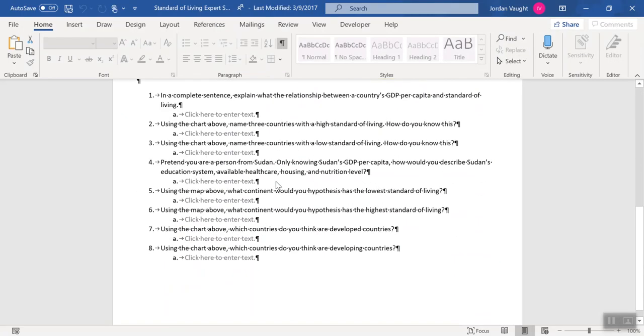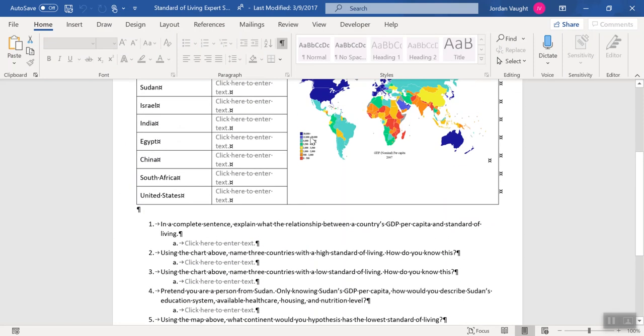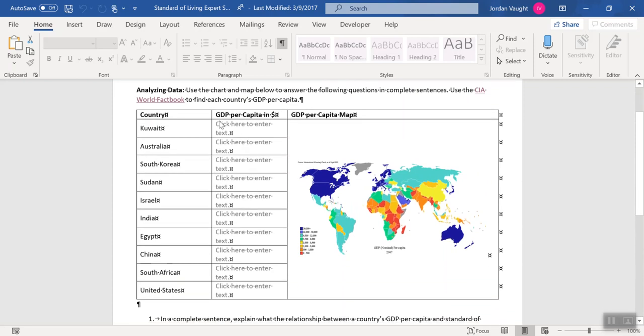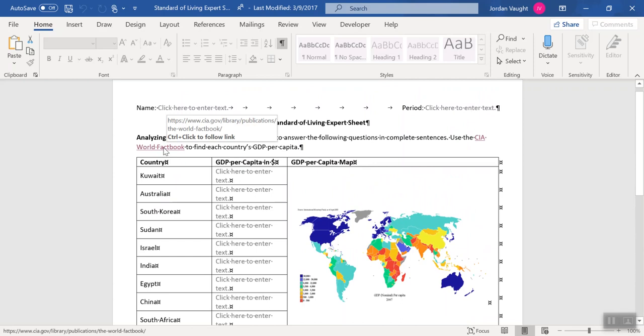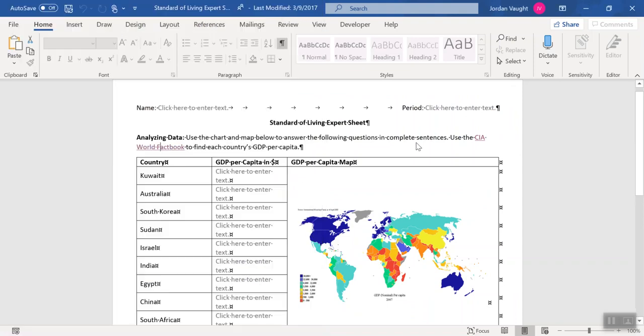So it's a standard of living expert sheet where we go over the economics of certain countries and ask questions about the data you have up there. All right, so how to do this part? It's pretty simple. You're going to look for the GDP per capita of these countries on this website. So you see, control click to follow the link. It's going to look like this now. I'm going to half screen it so you guys can see.